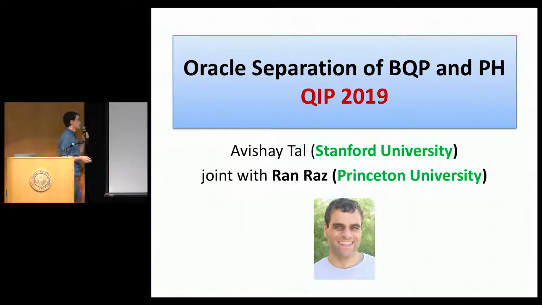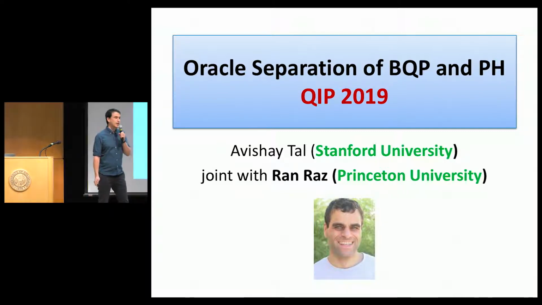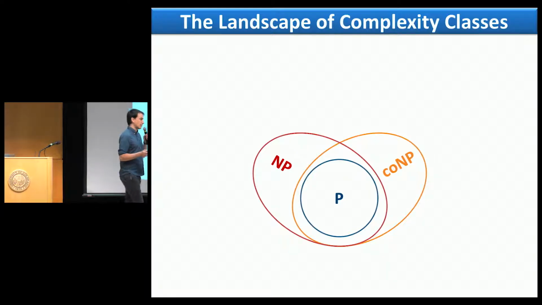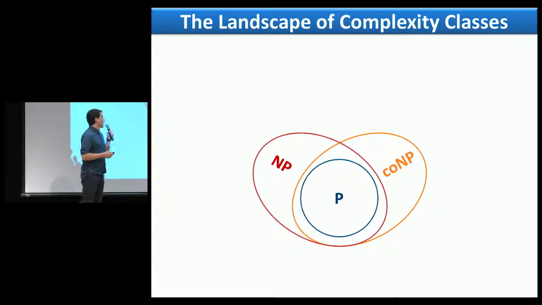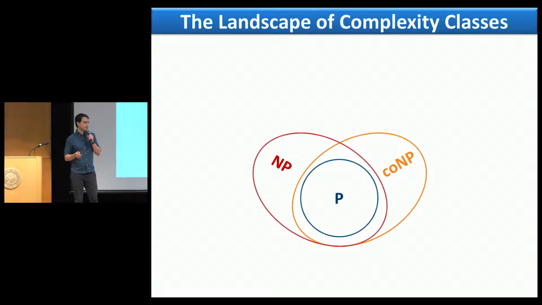Okay, so I will start with recalling some of the favorite and most well-known complexity classes. Let's start with P, things that we can compute in polynomial time. This is what we consider as things that we can compute efficiently on a classical device. NP is the class of things that we can verify efficiently once we are handed a solution.